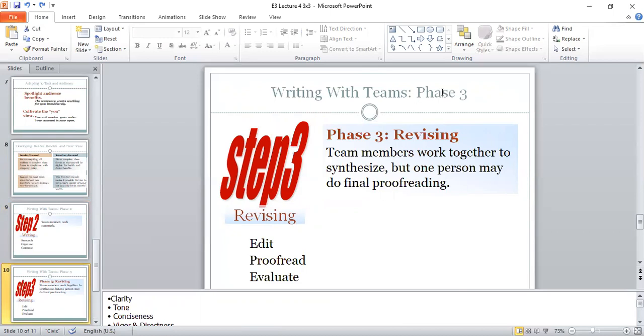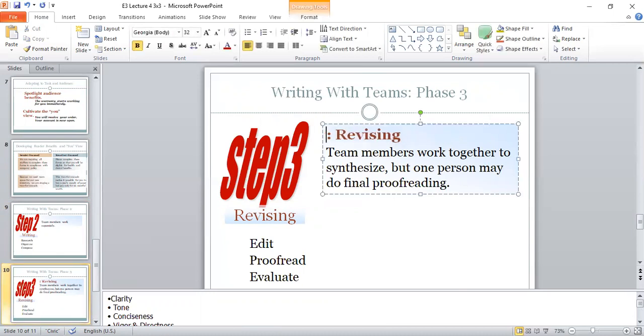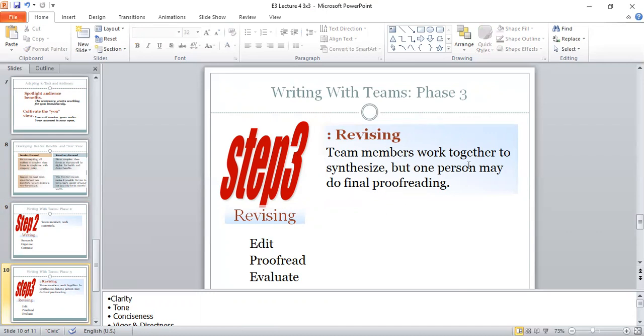Writing tasks with teams, phase 3. In phase 3, revising takes place. We really don't need to put this phase 3 here, but revising takes place here, one of the most pivotal jobs of the writing process. Team members work together to synthesize, to put all the pieces of information together, but one person may do the final reading. The reading is supposed to be done by one person. Again, this process will require you to edit, proofread, and evaluate. Make sure clarity exists, the tone of your message, conciseness, vigor and directness, and readability. That's what you need to work on.